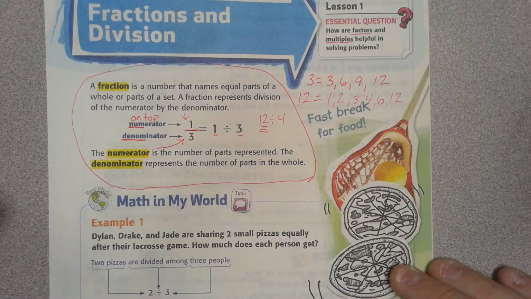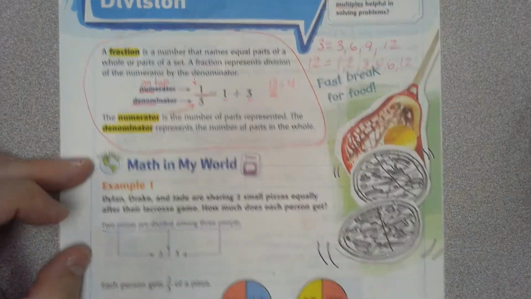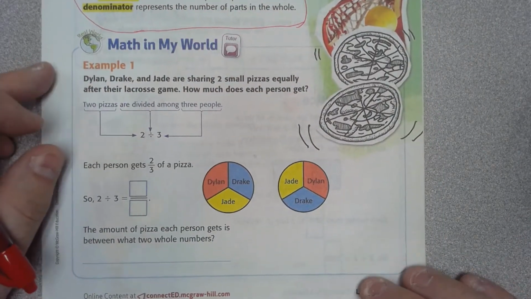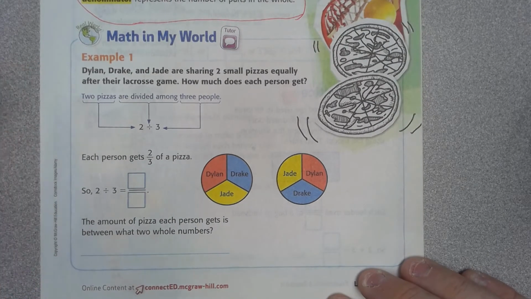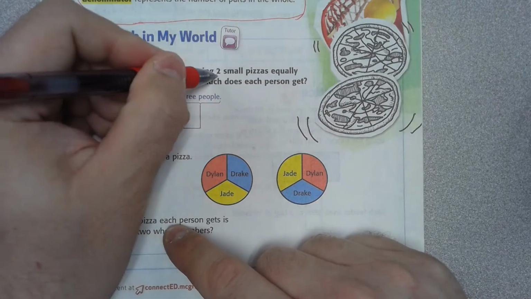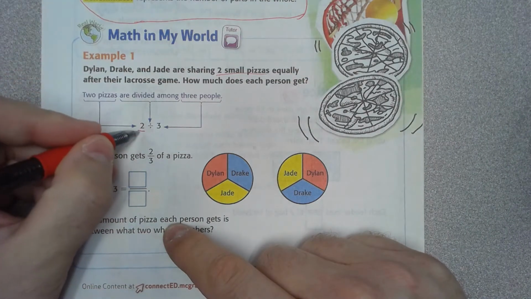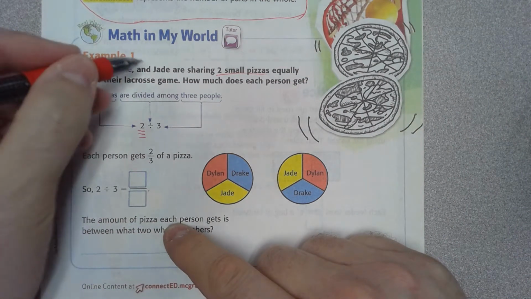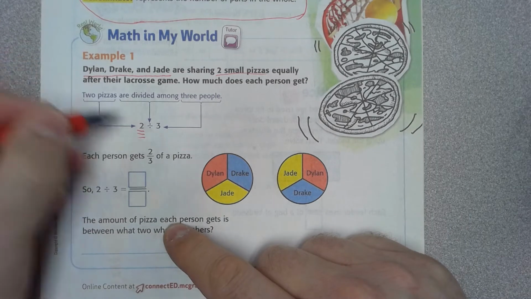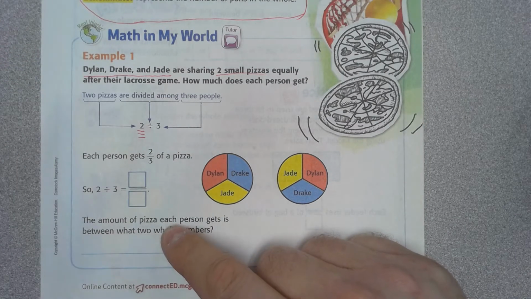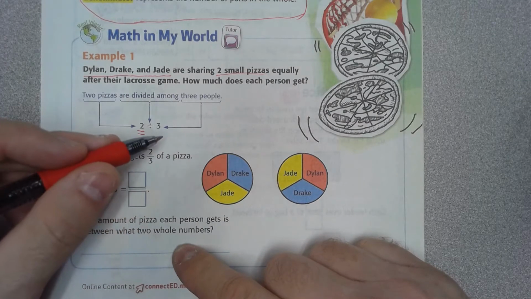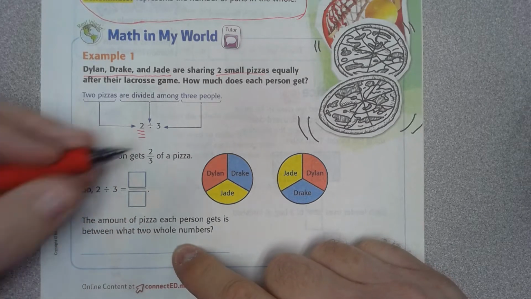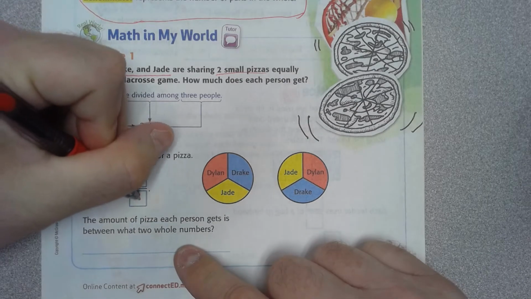All right, so math in my world. Number 1, example 1: Dylan, Drake, and Jade are sharing 2 small pizzas equally after their lacrosse game. How much pizza does each person get? So they have 2 whole pizzas right here, and they're dividing that among 3 people. So that's the 2 divided by the 3. All right. So each person gets 2/3 of a pizza. So 2 divided by 3 is, like I said, 2/3.